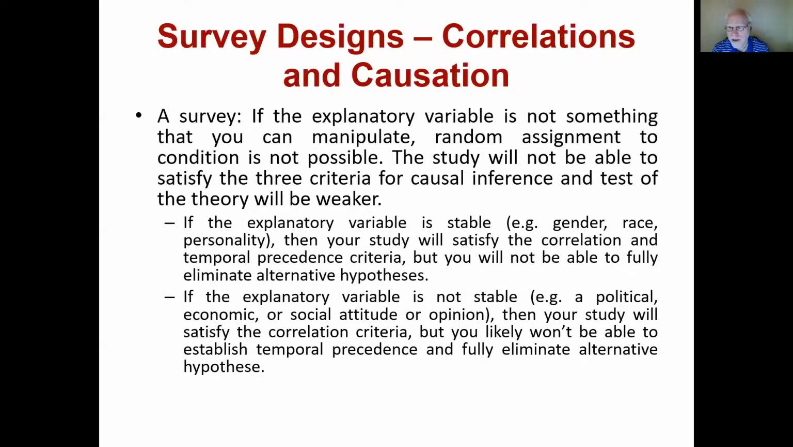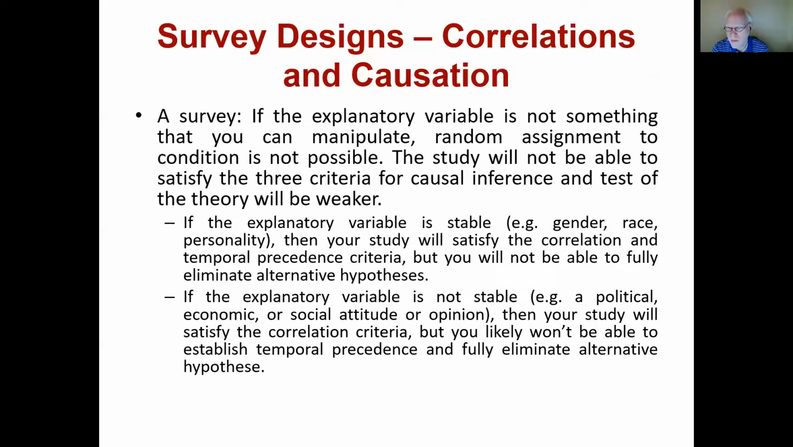So if it's something that's at least stable in recent time frame, then your study will satisfy the correlation and temporal precedence criteria, but you'll not be able to fully eliminate alternative hypotheses. So for example, you think race explains difference in opinion on a particular subject, right? You know that assignment to race, which occurred at birth, precedes the opinion, because the opinion was formed at some point during lifetime. Same thing with personality traits. Personality traits are relatively stable throughout lifetime, hence trait. So you can assume that the trait was assigned before the opinion.